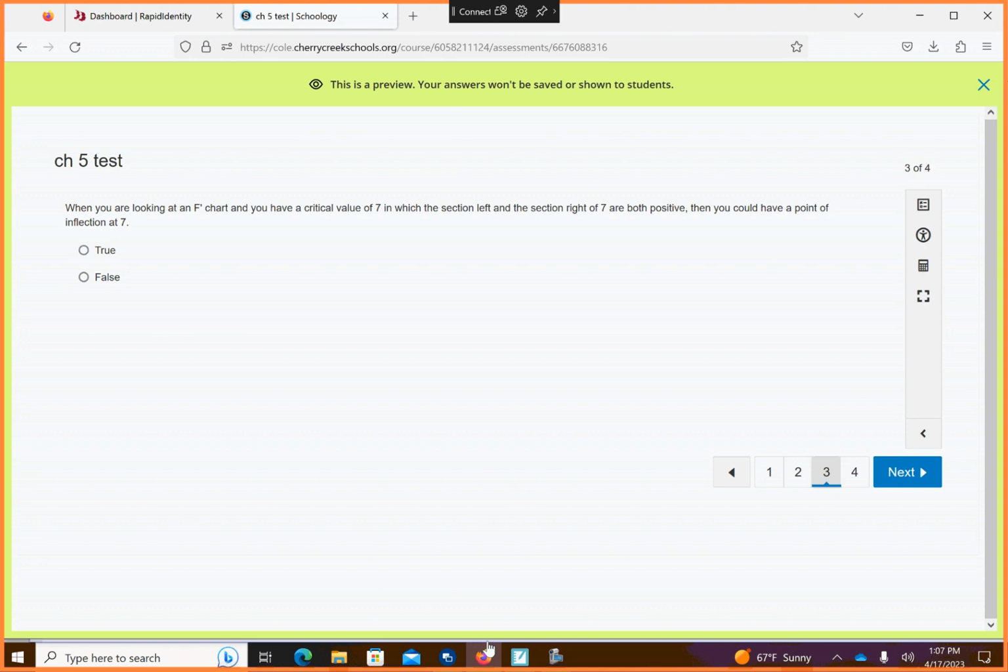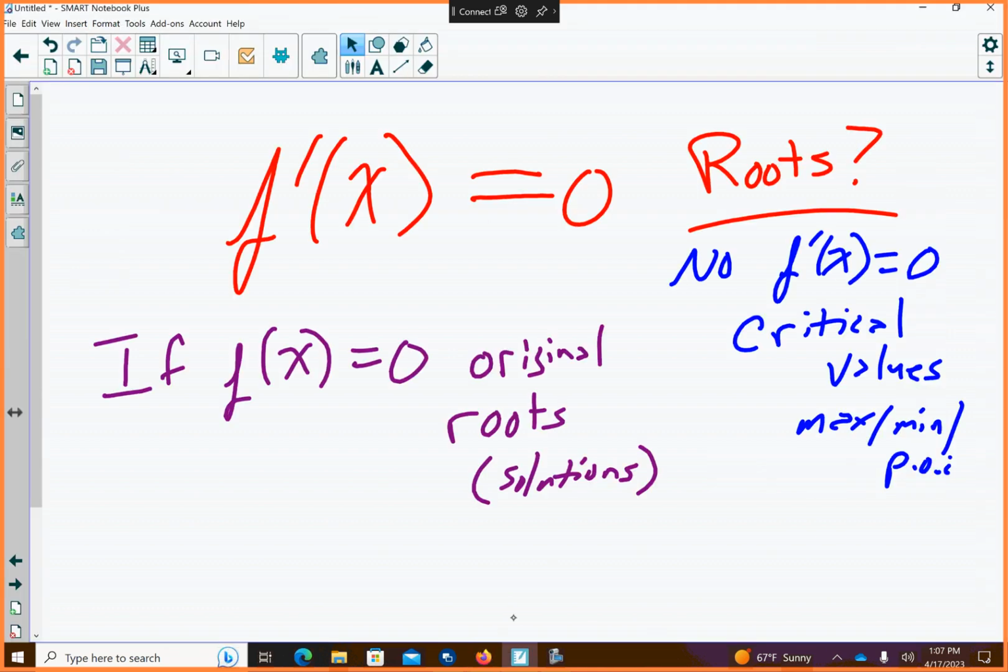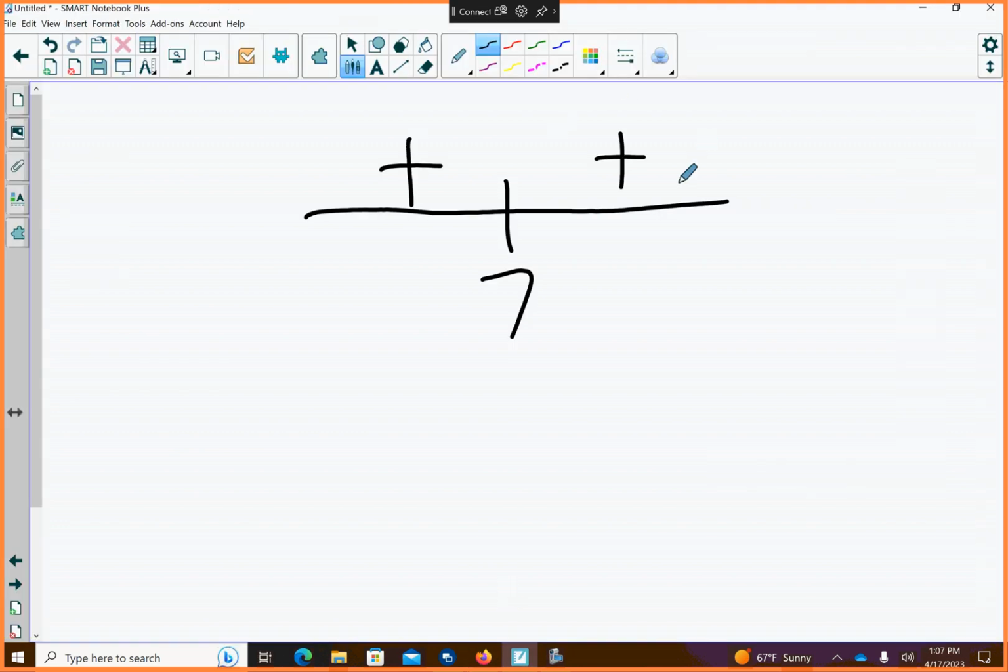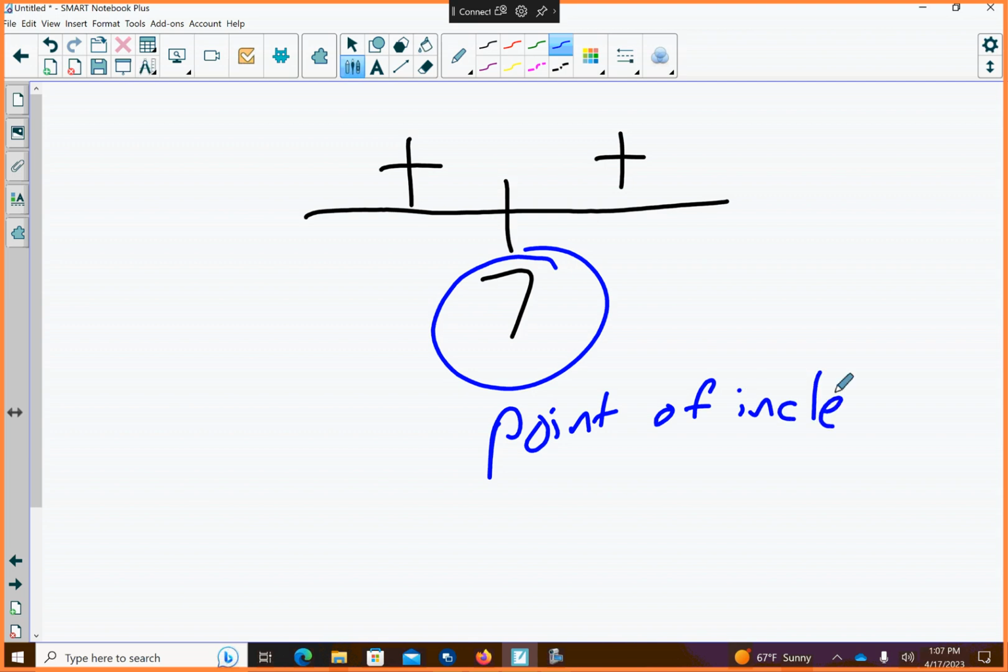When you're looking at an F prime chart and you have a critical value at 7 in which the section left and the section right of 7 are both positive, you have a point of inflection at 7. So what this is basically saying is, you have a 7, and they're both positive. I have positive on both sides. This is not a max or a min. It is a point of inflection.